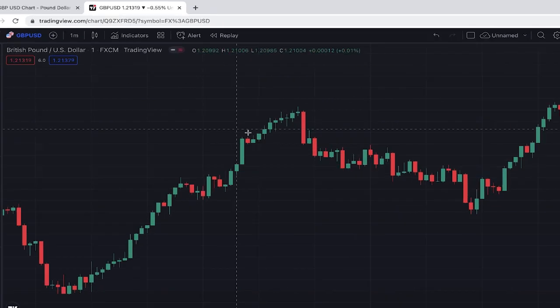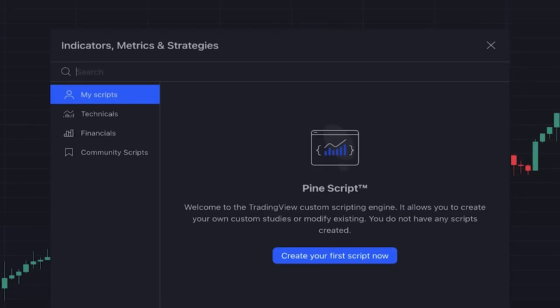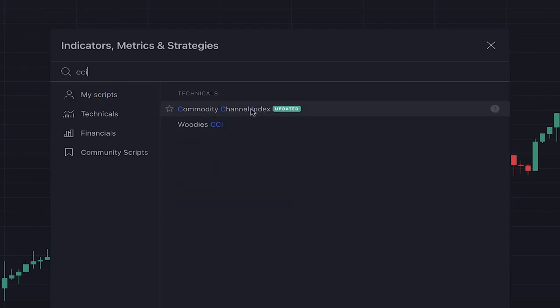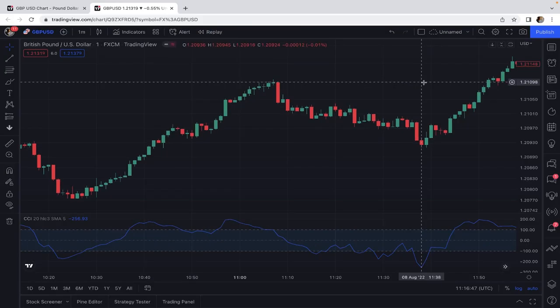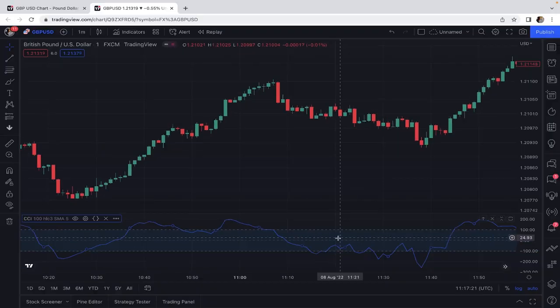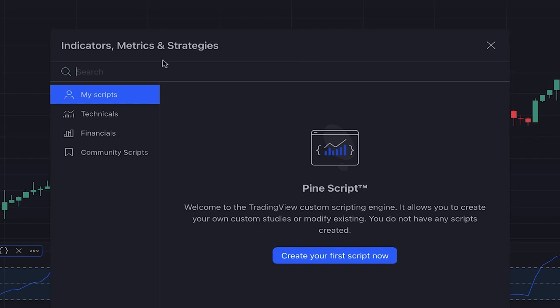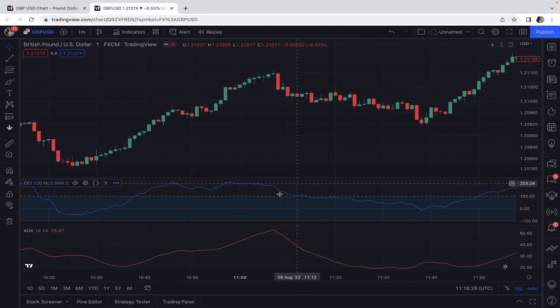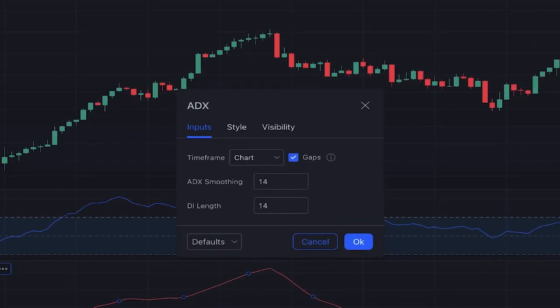For adding indicators, here we click on indicators and we simply search the name. The first one is CCI, Commodity Channel Index, this one, and for this indicator we must change its setting. Here for the length we set it on 100. The next indicator that we should add is ADX, Average Directional Index, this one, and also for this indicator we must change its settings. Here for the ADX smoothing we set it at 9, and also for DI length similarly we set it at 9.